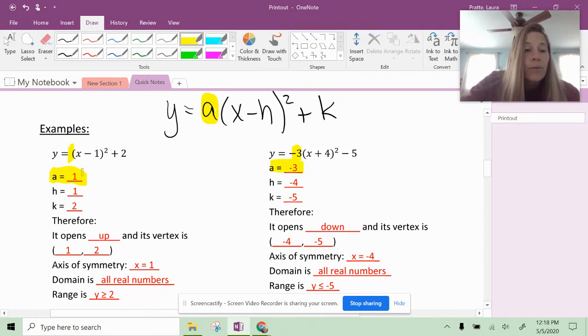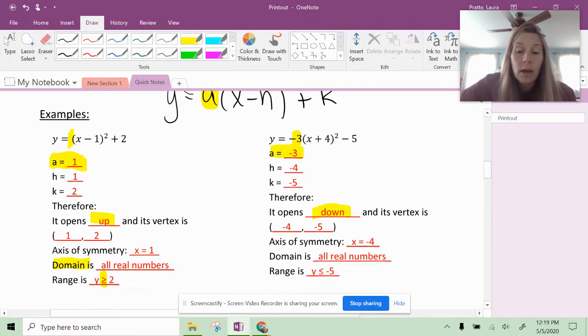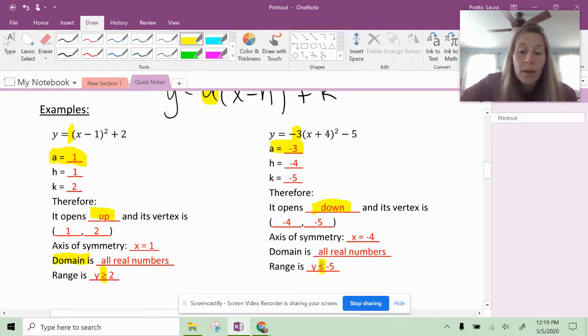If A is positive 1, like the first example, then we know it's going to open up. And if we see the A in the second example is a negative, we know it's going to open down. The other thing is that in all of them, the domain, which is your x values, is all real numbers, but your range is going to be greater than or equal to if it's a positive A value. And then if you look at the other example here, it's going to be a less than or equal to. So those are all affected from the A.